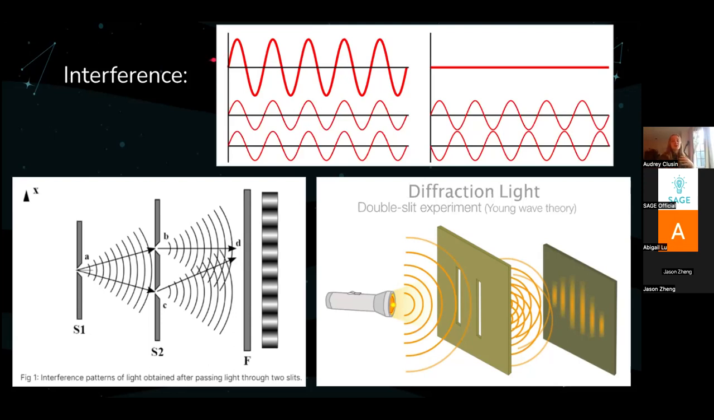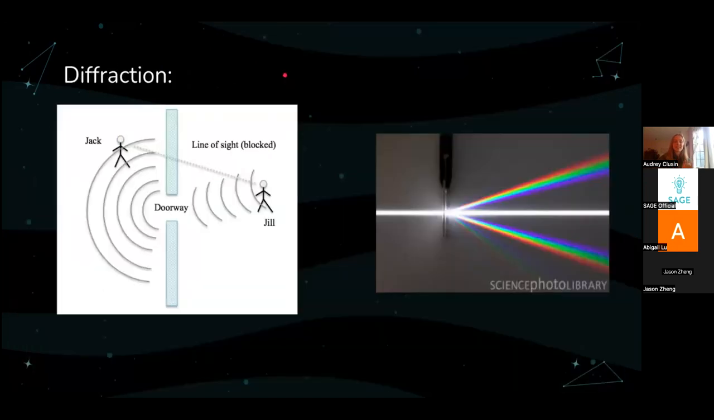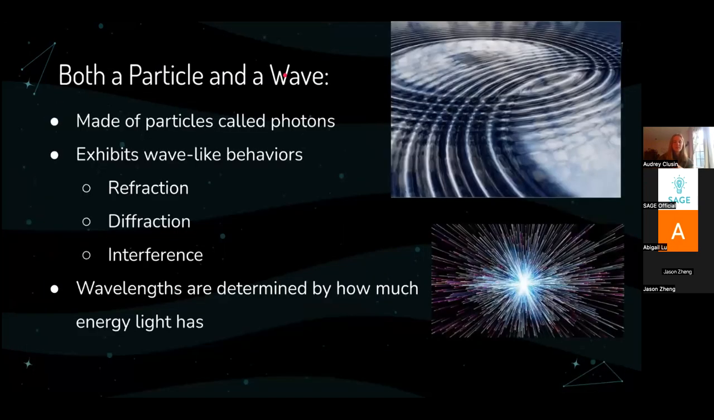So if it has more energy, the distance between the middle and the top is going to be a lot higher, which means that, okay, I'll talk about this in a second. But yeah, light has certain wavelengths, and that is determined by how much energy it has.